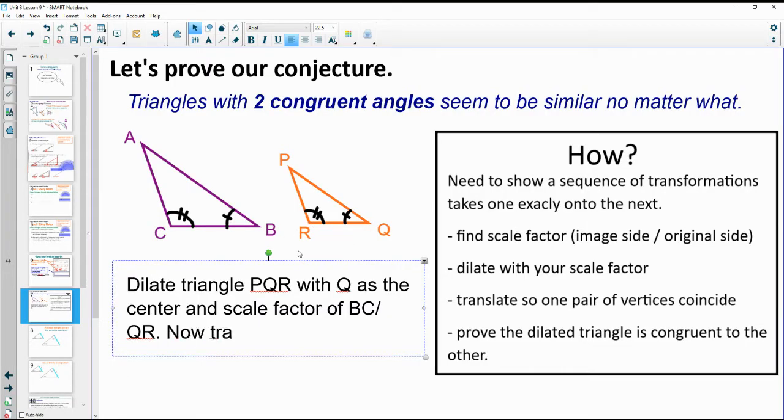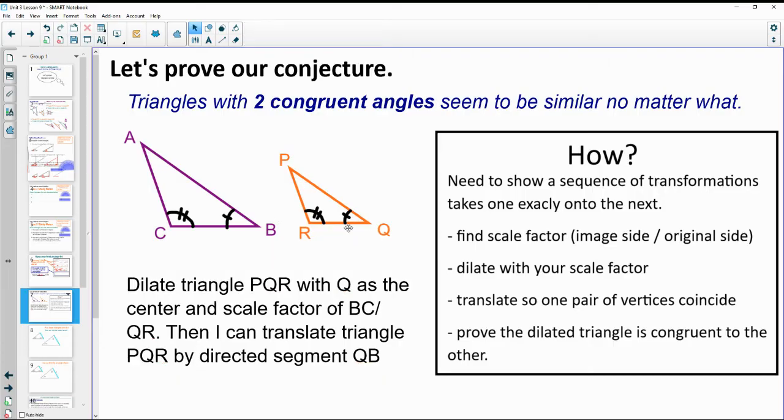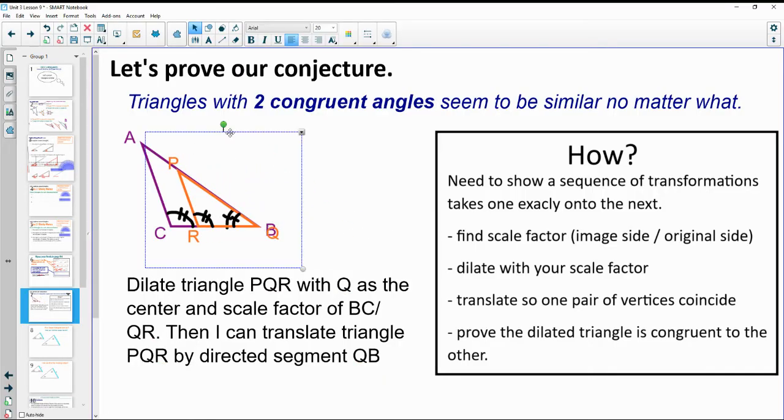Okay, so now I can translate triangle PQR by directed segment QB, whatever you want. Okay, so I would either do QB or RC to get these two angles that are congruent on top of each other. So what we just did is did this. Okay, and remember I've already dilated it as well.